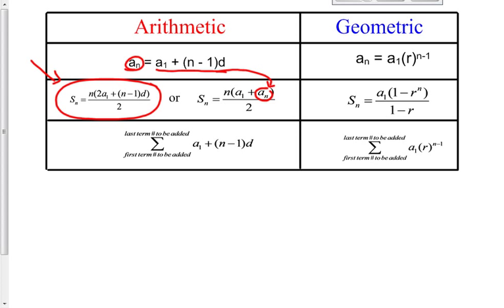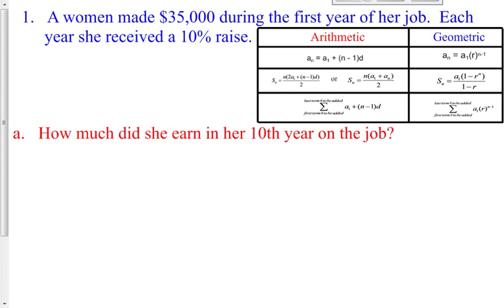So the reason why this formula right here is beneficial is because we don't need to know the value of the last term to find the sum or to find any one of these variables in here. It just has one fewer variable. So that's kind of nice to have that one. We are going to use that formula from time to time. Okay, so let's start getting some real world problems.